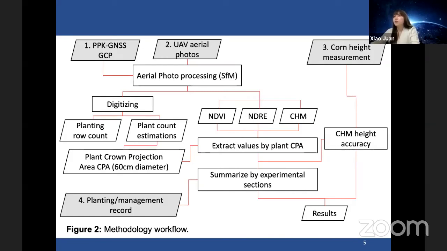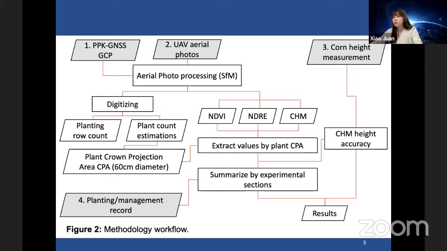This diagram summarizes the workflow of this study. We collected three types of field data, namely ground control points, UAV aerial photos, and corn height measurement samples. Another data used is the planting and management record. The aerial photos were processed using structure from motion software to produce an orthomosaic image, which is used to generate the vegetation indices, and also the point cloud of the DSM and the generated DTM used to produce the canopy height model.